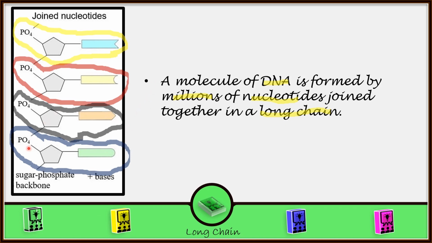Remember, we have said that a nucleotide is made up of phosphate joined to the sugar, and the sugar is joined to a base to form what we call a nucleotide. And a nucleotide will join with another nucleotide, and join another nucleotide, and they form long chains of joined nucleotides, which will form now a molecule of DNA.